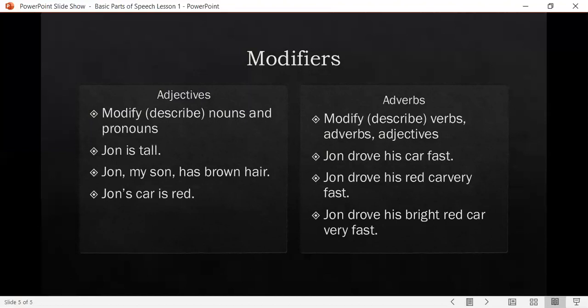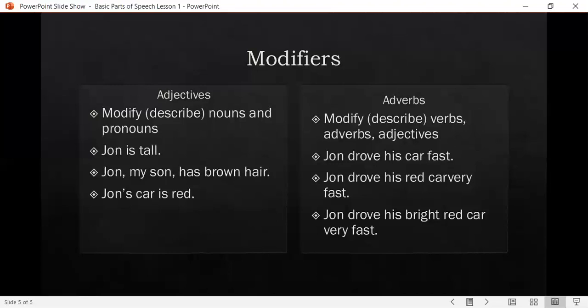Okay, so then adverbs. Adverbs modify or describe verbs, adverbs, and adjectives. What adverbs do is add a little bit more information to the verb that's in the sentence. Let's look at this first sentence. John drove his car fast. Okay, so John's the subject. What did he do? This is an action verb. He drove. It's one of those irregular verbs. What did he drive? His car. Car is the noun there, but "fast" doesn't relate to the noun, because we're looking at adverbs. Fast talks about how he drove. So John drove his car fast.